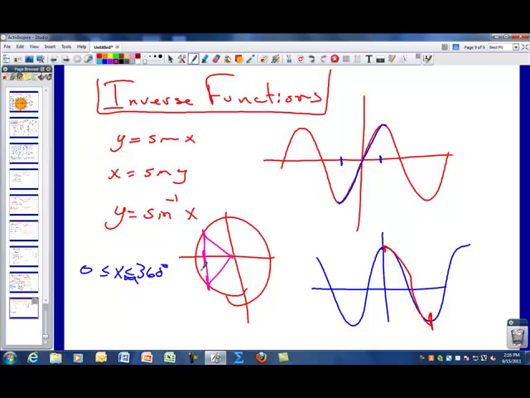How about the tangent? Anybody remember what you do on tangent? Our tangent curve looks like this. Is it clear that we can restrict our domain from right here to right here, which is pi over 2 to negative pi over 2? And you get all of your values right there.